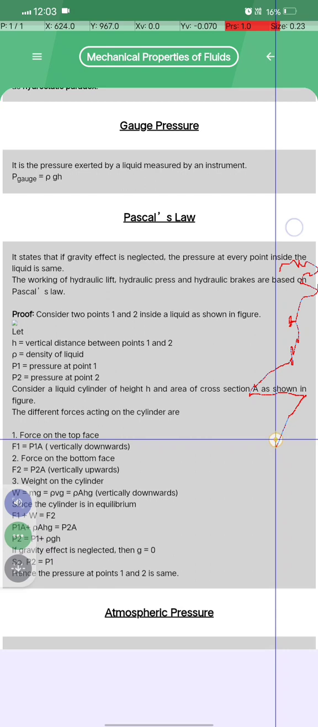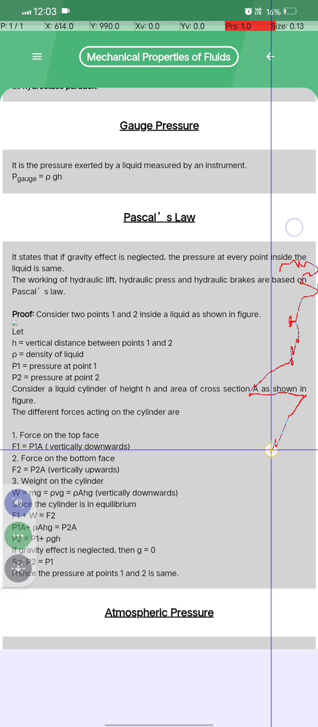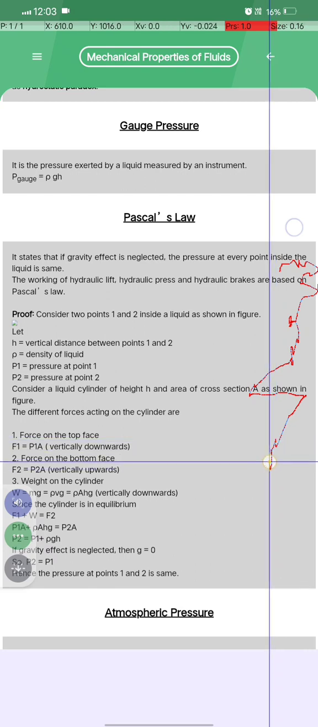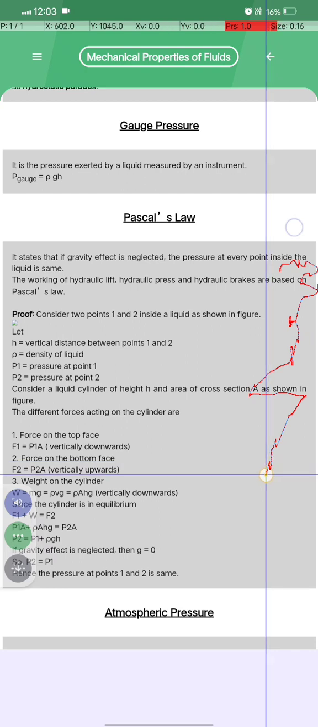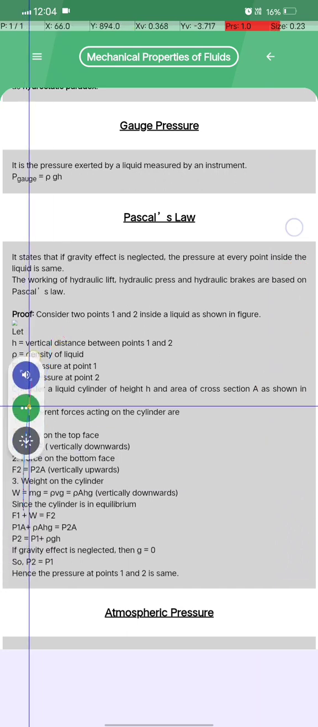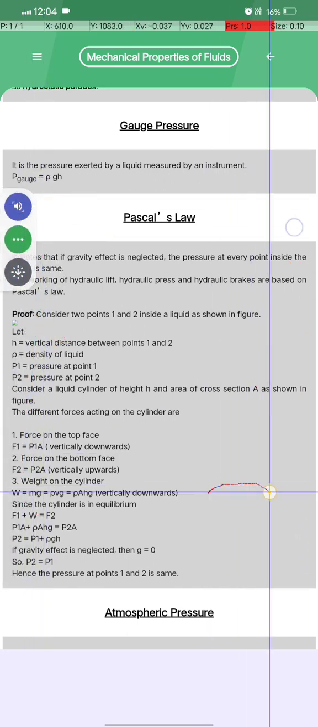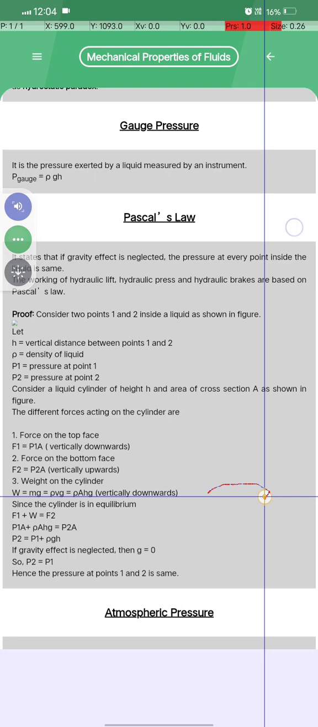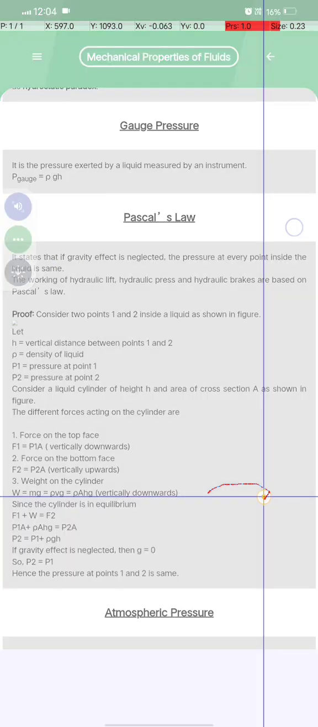First, the force on the top face, F1, is equal to P1A, vertically downward. The force on the bottom face, F2, is equal to P2A, vertically upward. Third, the weight of the cylinder, W, is equal to mg, which is equal to ρVg, which is equal to ρAHg, and it acts vertically downward. Okay, keep this in mind as well.